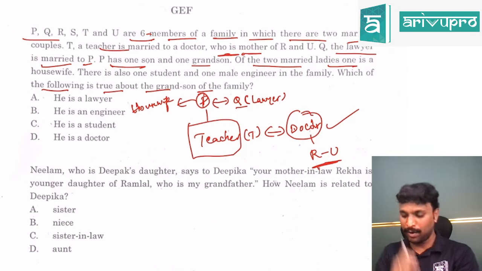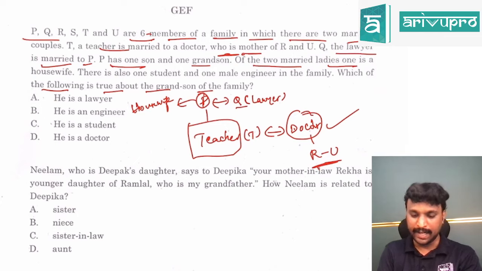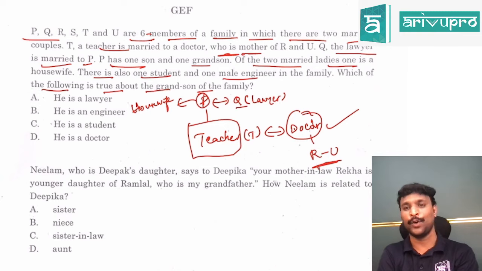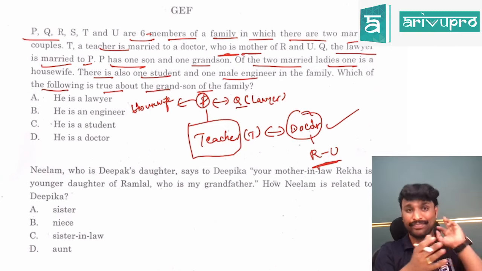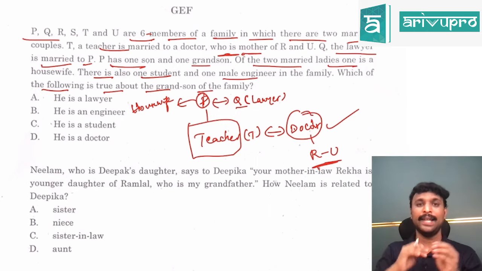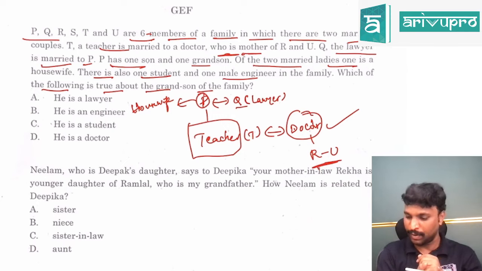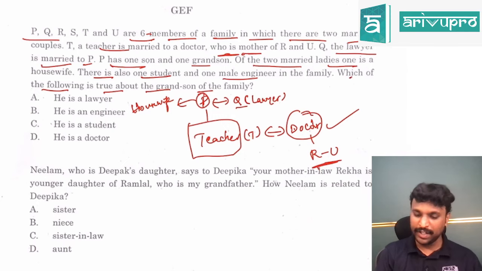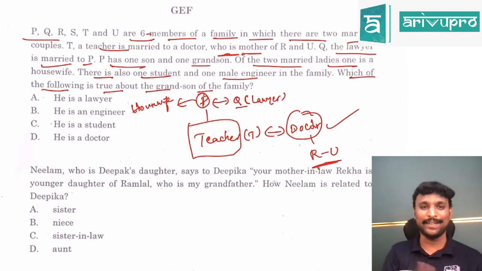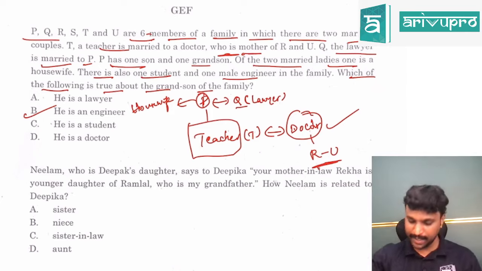R and U. About the grandchildren of the family, what have they said? There is one student and one male engineer. Yes or no? So definitely one student and one male engineer. Okay, the male is an engineer and the other will be a student. Which of the following is true about the grandson of the family? So the male is definitely the grandson, and the male is an engineer. So the answer for this question is option B.